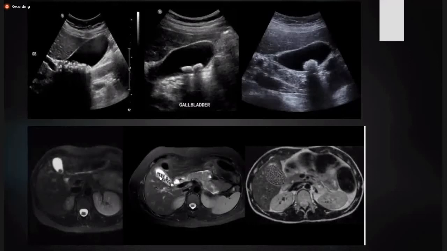What you can do further is MRCP. In MRCP, you see tiny dots within the gallbladder lumen, and these are the calculi. Again, MRCP showing black dots within the gallbladder lumen, calculi.